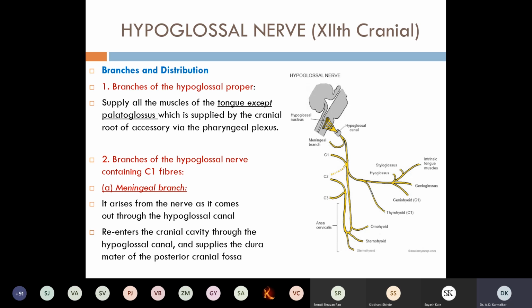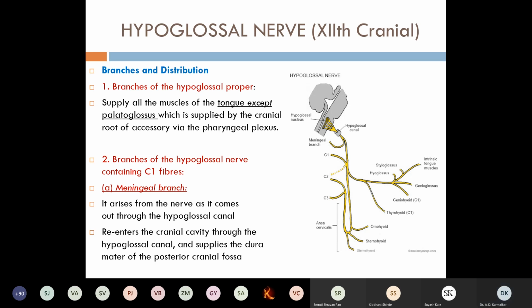Now, what are the branches from the hypoglossal? All the muscles of the tongue, both the extrinsic as well as the intrinsic muscles of the tongue, are supplied by the hypoglossal nerve, except palatoglossus, which is supplied by the cranial root of the accessory nerve via the pharyngeal plexus. Underline this. Okay, you should know this.